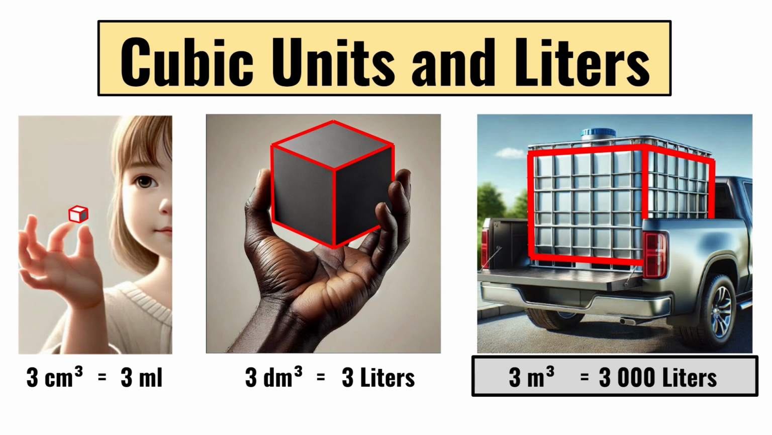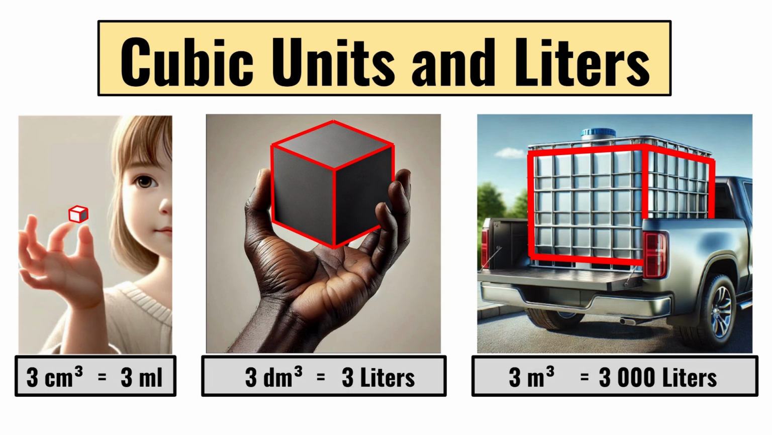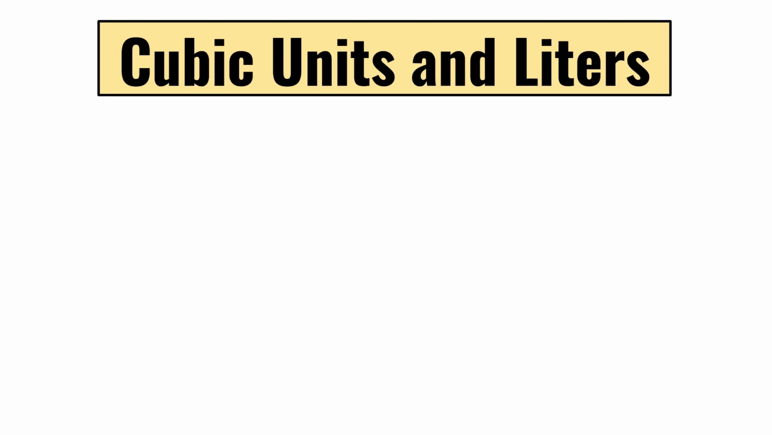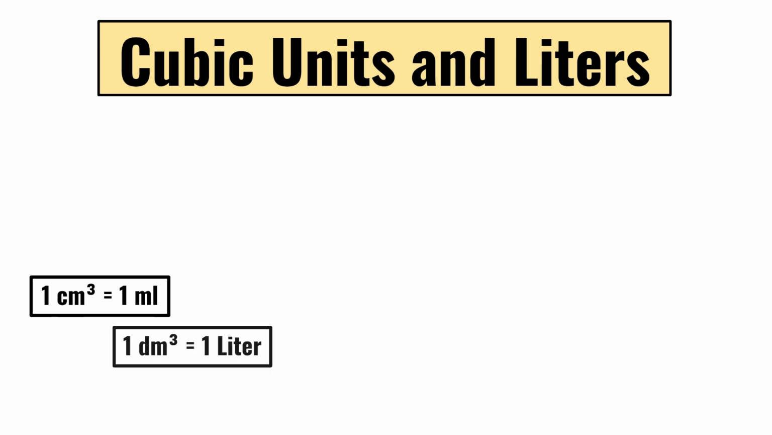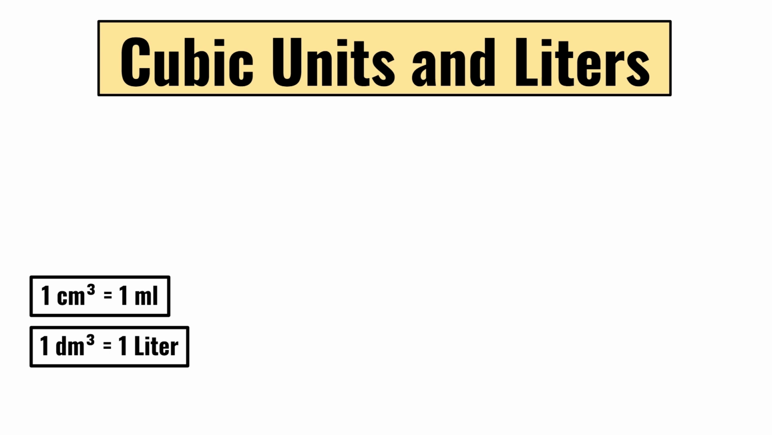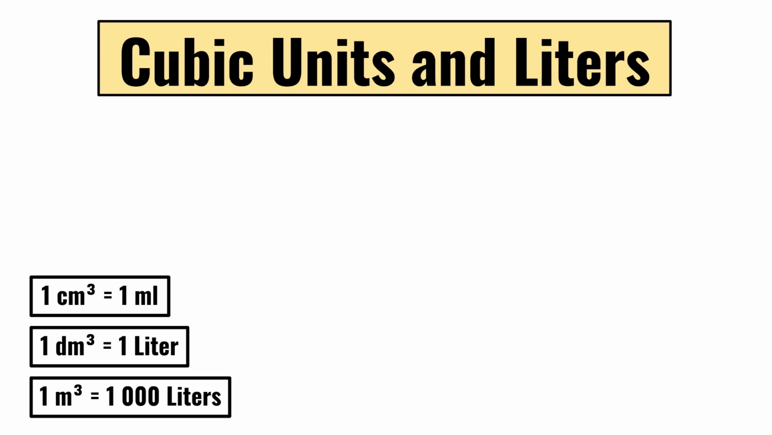If you can remember these 3 key facts, it can make converting between cubic units and liters much easier. So again, I recommend that you do your best to remember that 1 centimeter cubed equals 1 milliliter, 1 decimeter cubed equals 1 liter, and 1 meter cubed equals 1,000 liters.